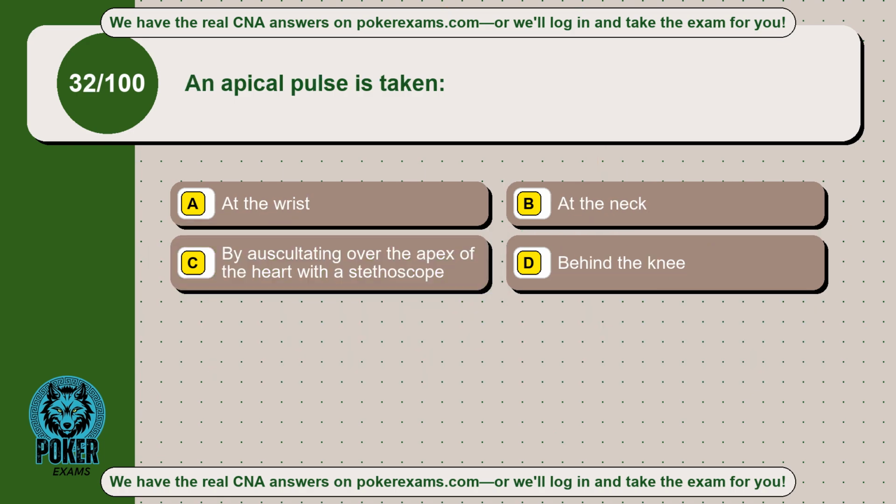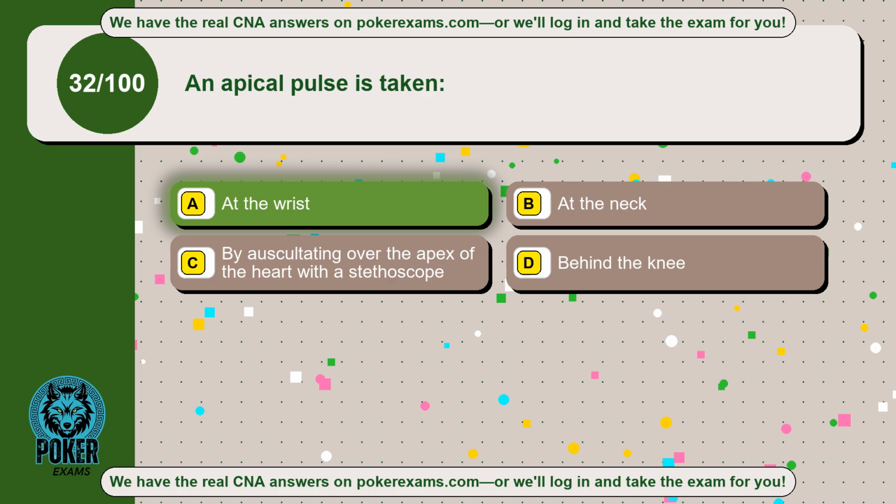Question 32. An apical pulse is taken: Option A, at the wrist. Option B, at the neck. Option C, by auscultating over the apex of the heart with a stethoscope. Option D, behind the knee.